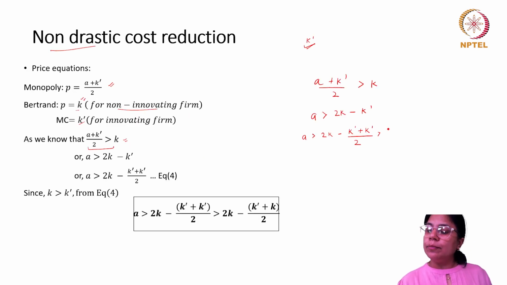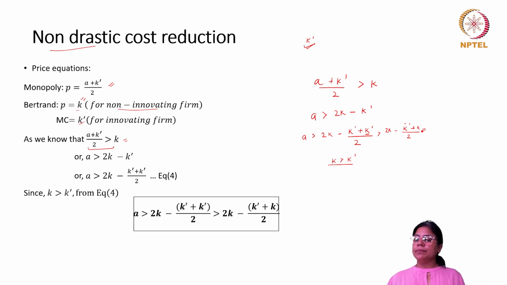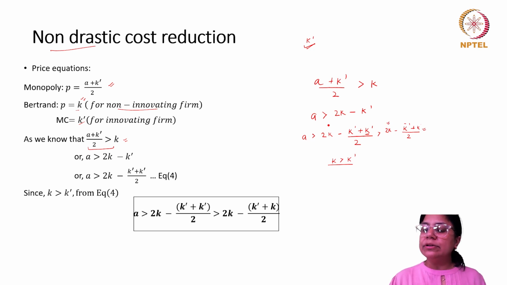This term is always going to be greater than 2K minus K prime plus K by 2. Why? Because here what we have added to K prime is K prime. On the other hand, here we have added K to K prime. And we know that K is greater than K prime. Yes? So if we add a bigger number here, both the sides are being divided by 2 only. That means as the numerator becomes large, we will be subtracting a larger number from 2K. So this term in that case is going to be greater than this term.